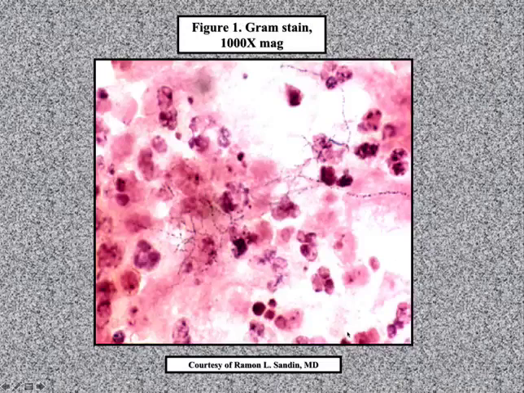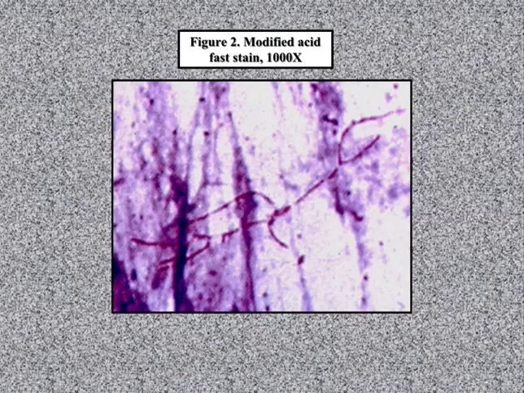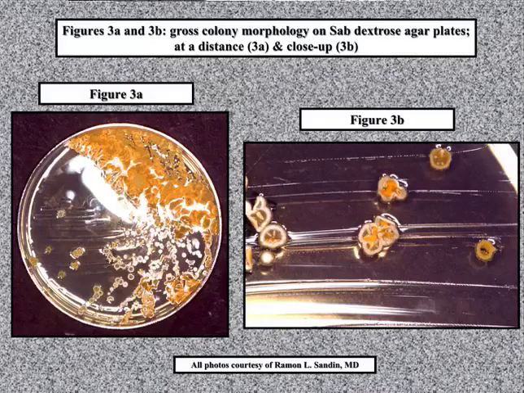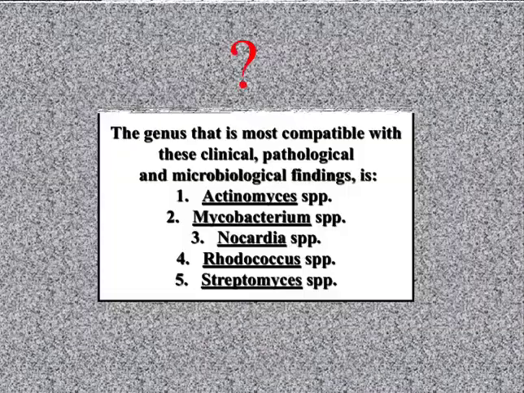So this is basically the gram stain, and it shows a filamentous branching organism that is beaded, that in the modified acid-fast stain is taking the carbol fuchsin, because we're using a weaker decolorizer. It is growing beautifully on Sabouraud fungal media as an orangish gritty organism. The genus that is most compatible with these clinical, pathological, and microbiological findings is Actinomyces, Mycobacterium, Nocardia, Rhodococcus, Streptomyces.